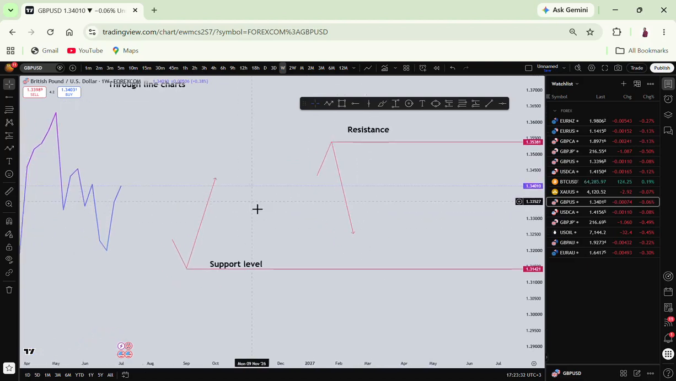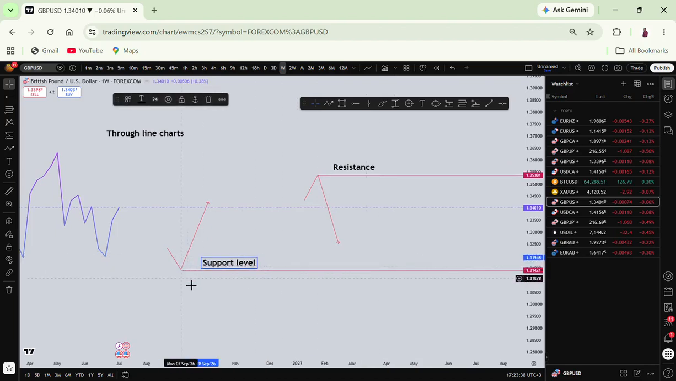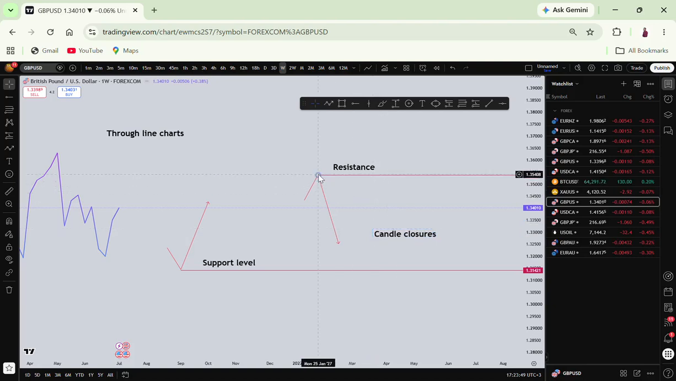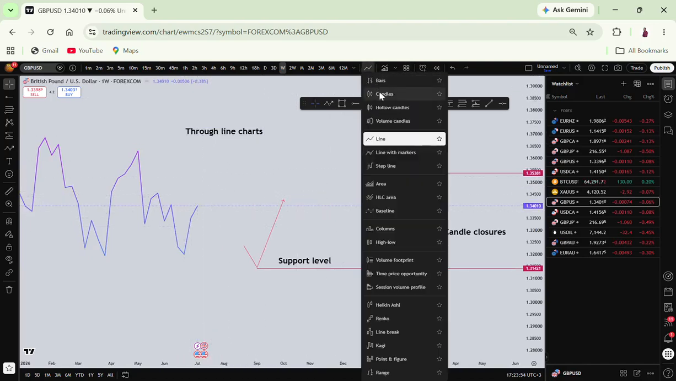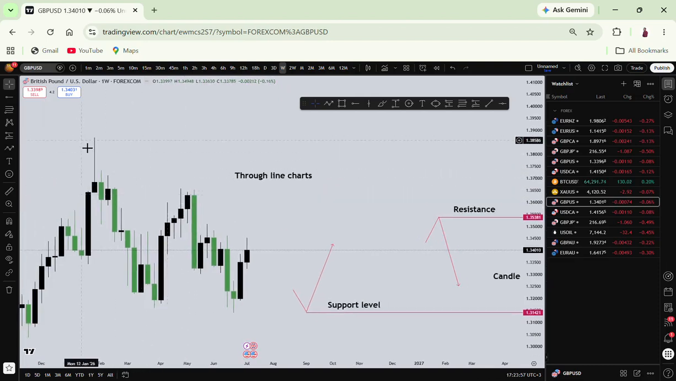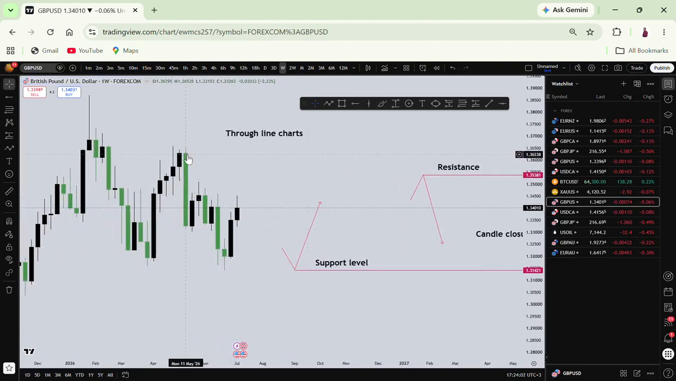All right, now what I want you to understand is that in a line chart, when we are marking these levels, we are marking what we call candle closures. So the line chart doesn't give us the wicks. A line chart never gives us these wicks, or shadows, or what we call tails. It only gives us the candle opens and the candle closes.